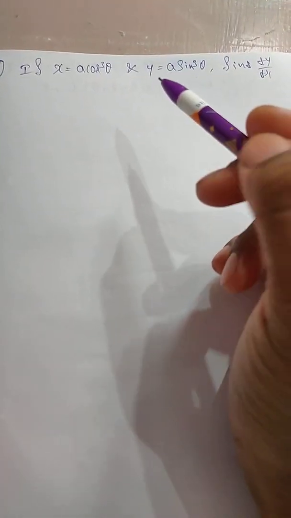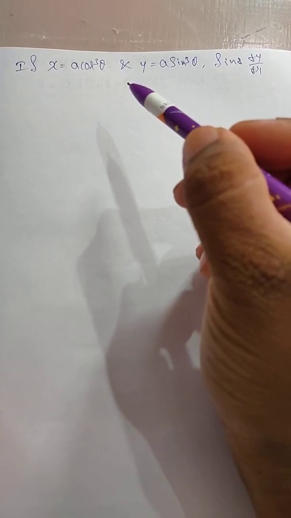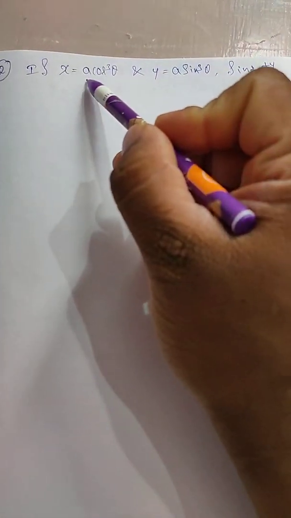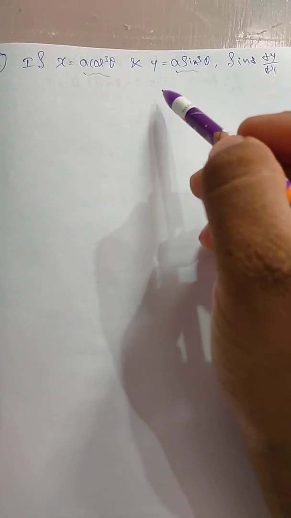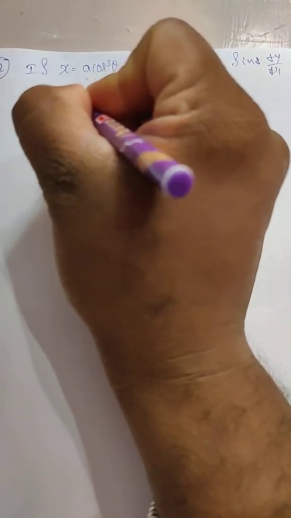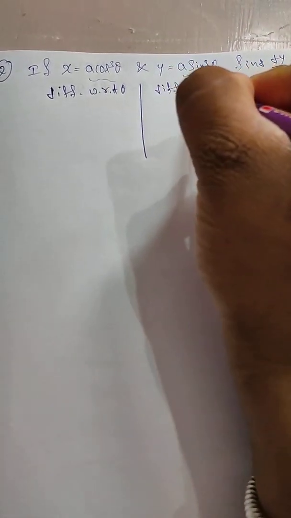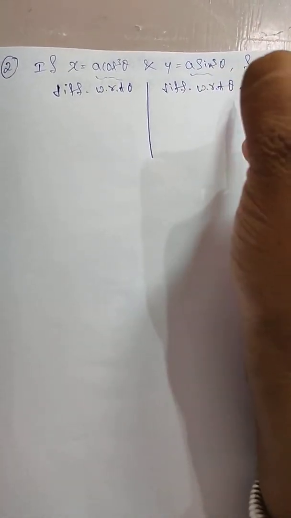So parametric differentiation means the given function is in another parameter, it may be t or theta. So here in this problem they have given it in the parameter theta. You want to differentiate this function separately and you want to find dy by dx. You want to differentiate with respect to theta separately.